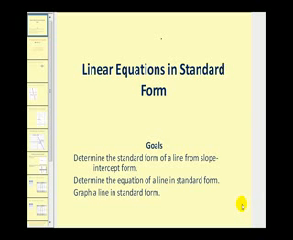Welcome to a lesson on linear equations in standard form. In this video, we'll determine the standard form of a line from slope-intercept form, determine the equation of a line in standard form, and also graph a line in standard form.